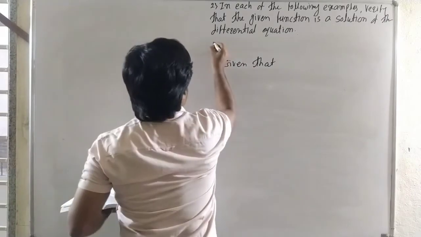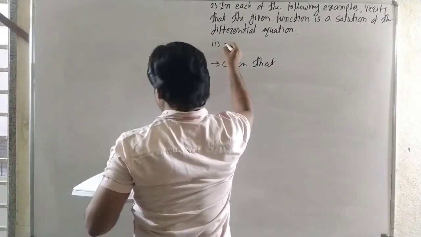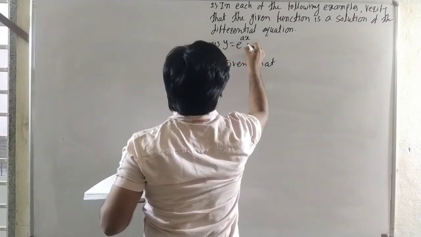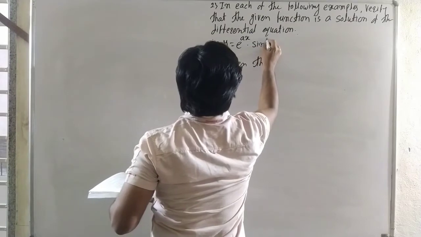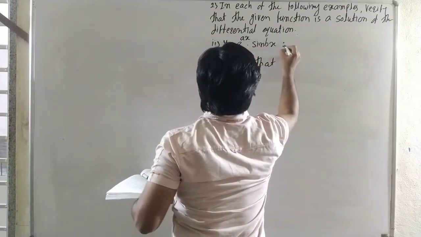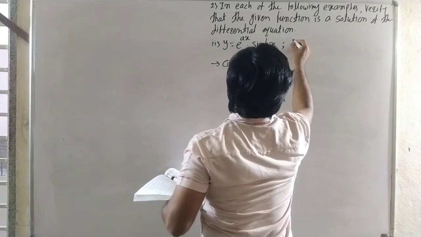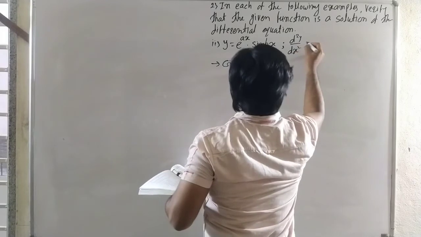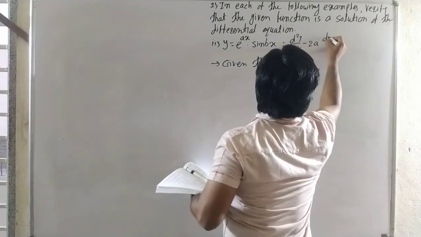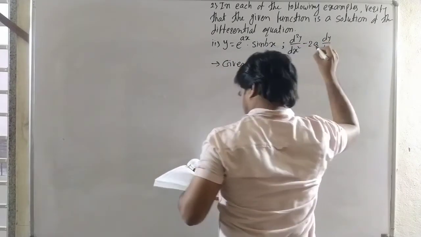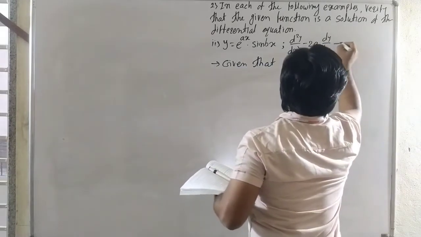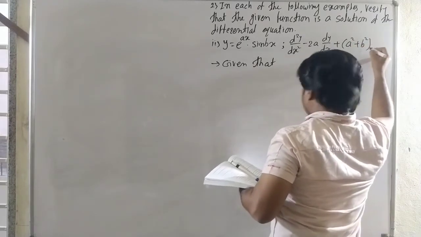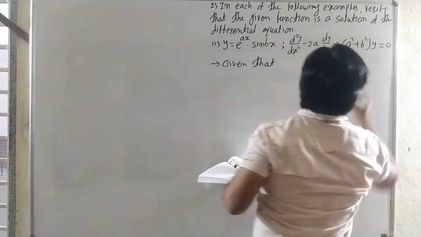Now here it is the second example. y is equal to e to the power ax into sin bx is a solution of the differential equation a d2y by dx2 minus 2a dy by dx plus a square plus b square y is equal to 0.